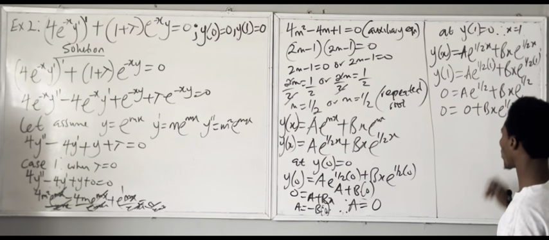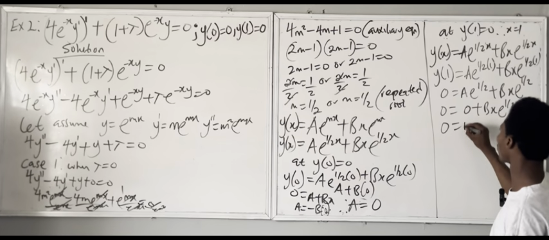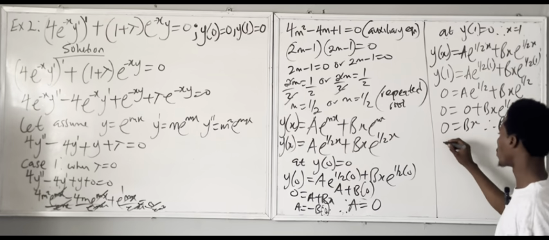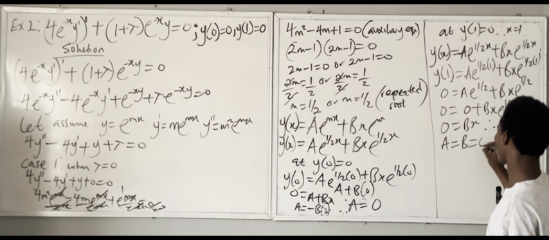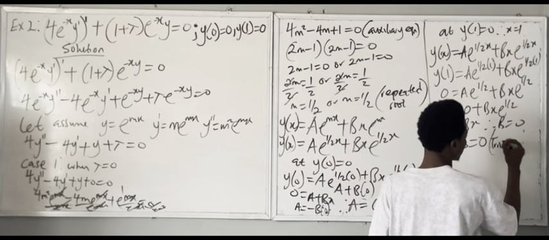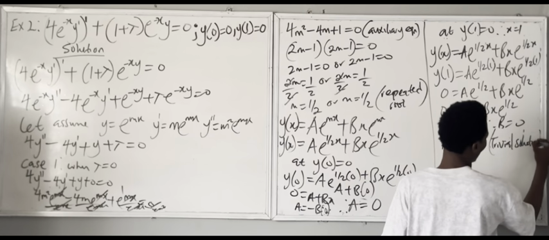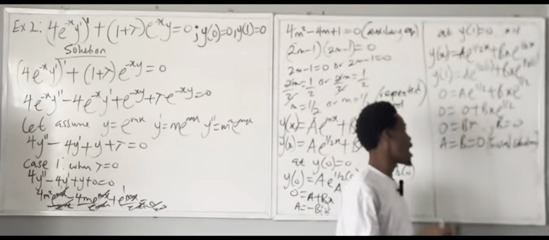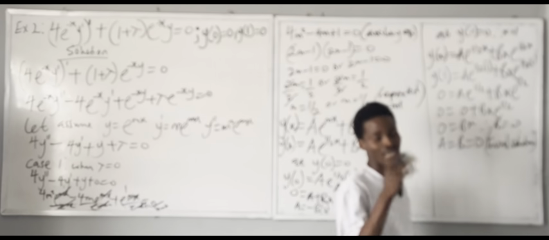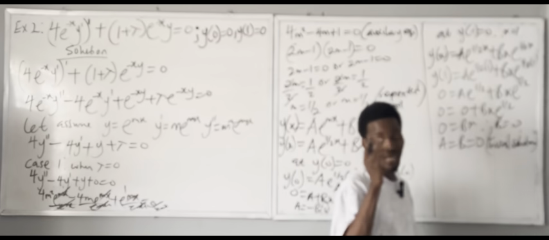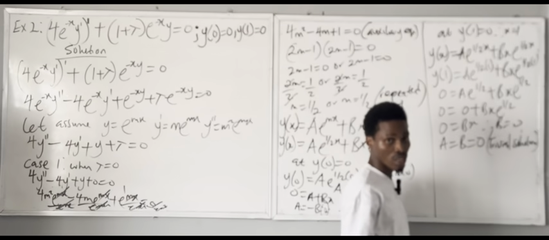But divide both sides by exponential 1 over 2, I'm going to have 0 is equal to b. Divide both sides by what? Exponential 1 over 2. So therefore my b will be 0. You can see that my a is equal to b is equal to 0. We have a trivial solution. A trivial solution is a solution where our general solution constants a and b are both 0. If a is equal to b is equal to 0, it is a trivial solution.